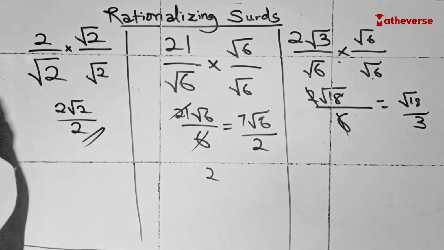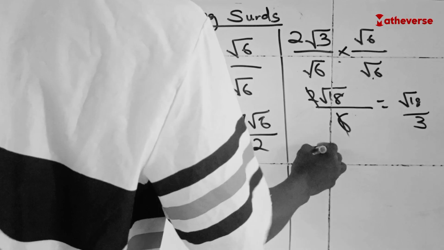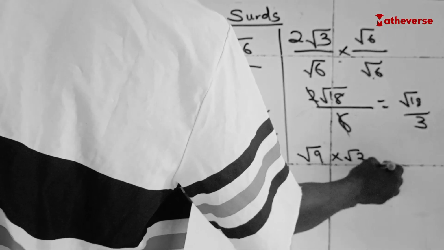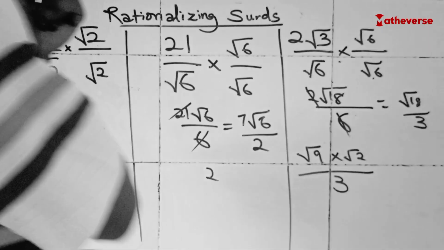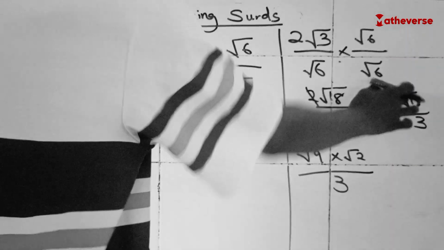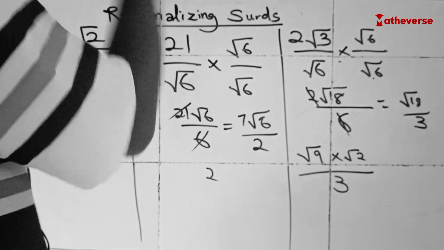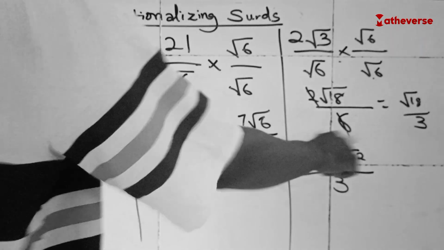You understand? But this is also not the simplest form. There's one that's the simplest form. Let's expand this guy. We'll have root 9 times root 2 over 3, because 9 times 2 is what gave us 18. So when we expand it, you will understand it better if you go back to the introduction class I did before. Go and check the video, Introduction to Surds 1. You will understand what I'm doing here.